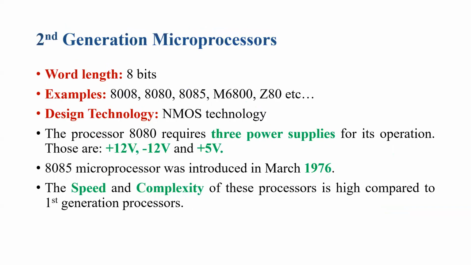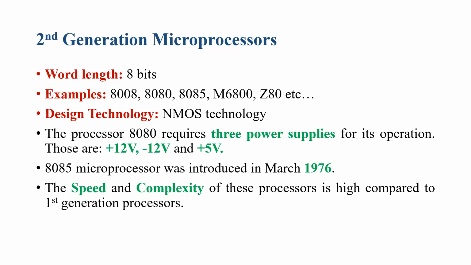Coming to second generation microprocessors, the word length is 8 bits. That means compared to the first generation, the word length was doubled. That means second generation processors can do operations on a maximum of 8 bits. So the speed of operation of second generation processors automatically doubles compared to first generation processors.